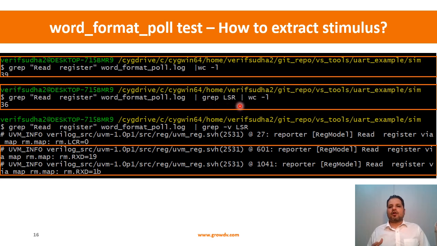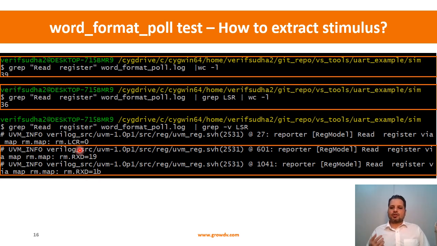I will now grep for LSR and count it. I see that 36 out of 39 reads have been to LSR, and that is just polling to see what is happening. Now I will say grep -v, which will exclude the LSR string to see what else has been read. I see that LCR has been read, and then it has read the register RxD. Here we can see that it has read the RxD twice, which means that two characters have been received, because whenever we read the RxD, we pop the data from the RX FIFO.